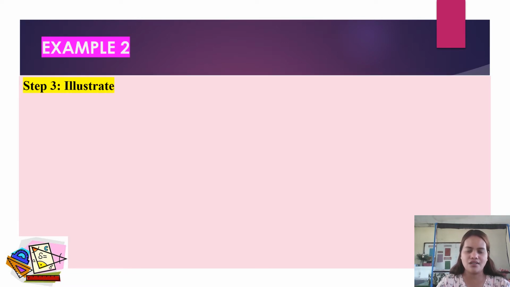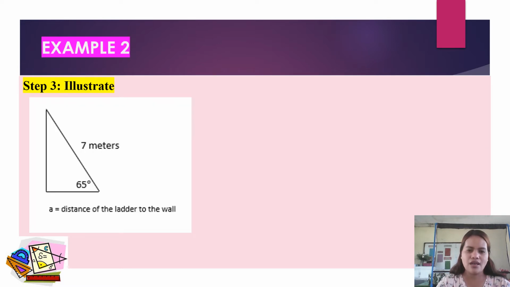Next, step 3. You're going to illustrate the given situation. So you have 7 meters, that is the length of the ladder. The angle of elevation is 65 degrees, and A is the distance of the ladder to the wall. So that is the hypotenuse. 7 meters is our hypotenuse. And the adjacent side, because we're referring to 65 degrees, yung katabi niyang side is side A, yung hinahanap natin.